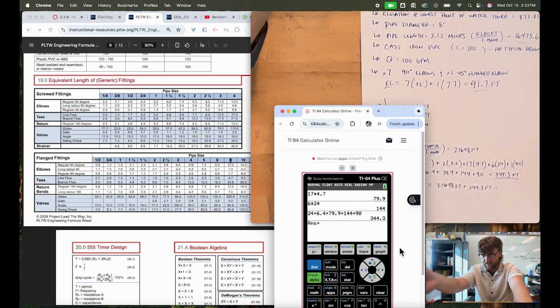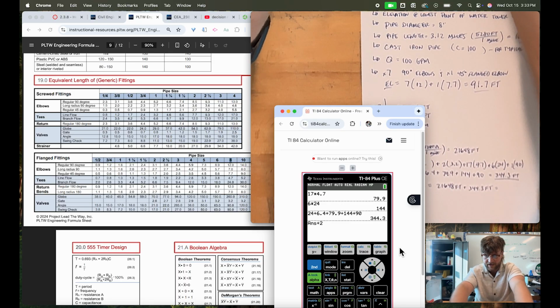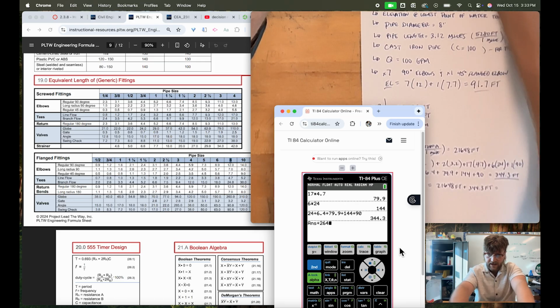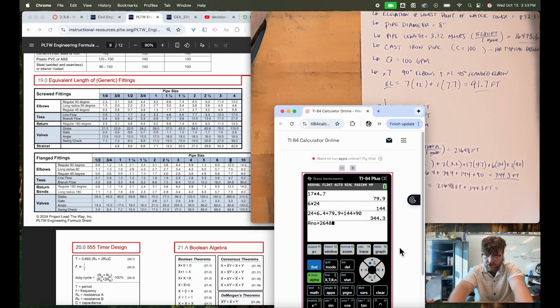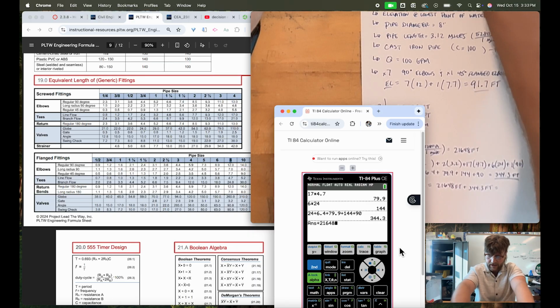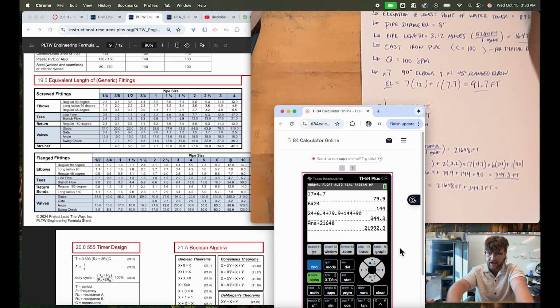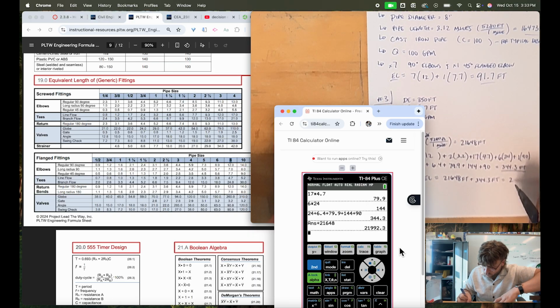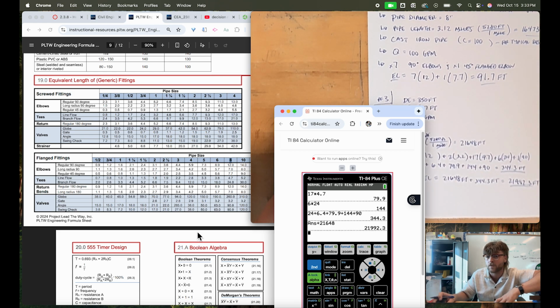344.3, I'm just going to put the plus because that'll make sure our answer is used for that. And then now we can add this up. So 21,648, plus the answer, that's going to end up giving us 21,992.3 feet. So that's our total length there that we're going to end up using for our Hazen-Williams formula.